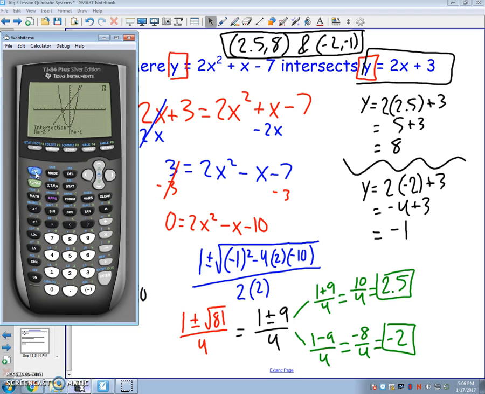I'll try the other one. Second trace, 5 for intersect. Go to the other intersection, go close to it. Then press enter 3 times. 1, 2, 3. It says 2.5, 8. So the calculator can find you the number as well.